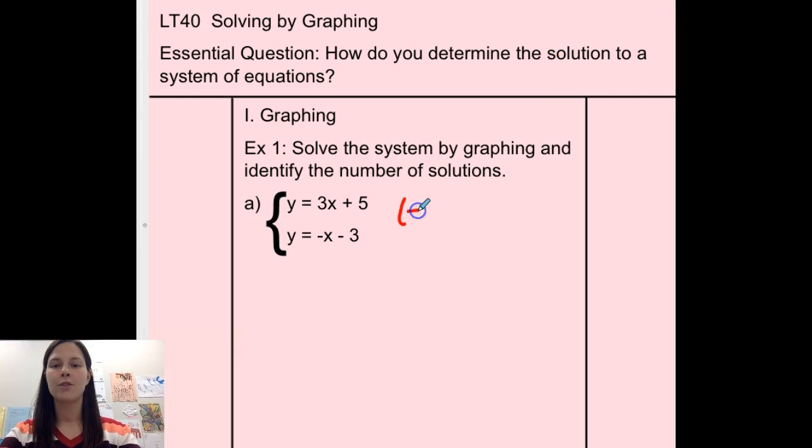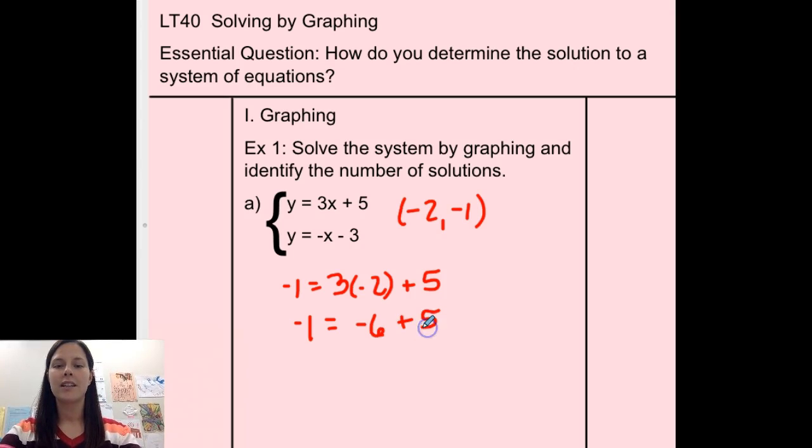Here's what we're going to do with that solution. We're going to check to see if it's true in both equations. -1 was our y value. I'm checking the first equation first, and -2 was our x value. Using order of operations on the right-hand side, 3 times -2 is -6, and -6 plus 5 is -1. So it checks out for our first equation.